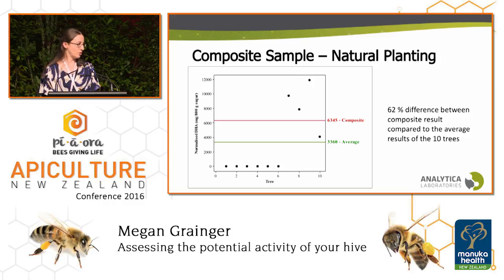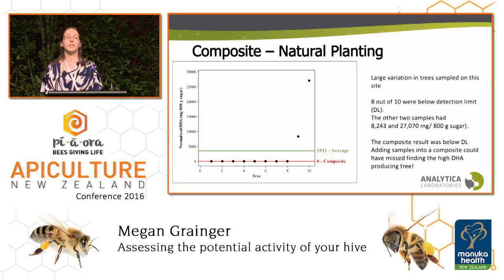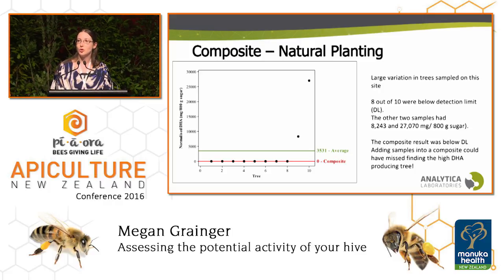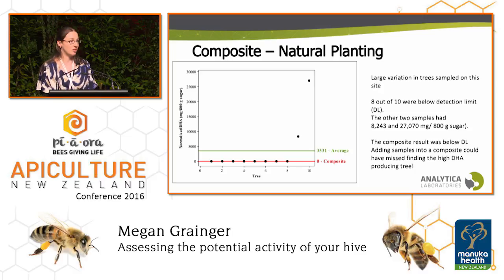And then, because I'm conscious of time, I'll just quickly flick to this one here. This hive site only had 2 results above detection limit. And if we had taken equal proportions of all of these into one sample for the test, this composite result would have given us below detection limit.